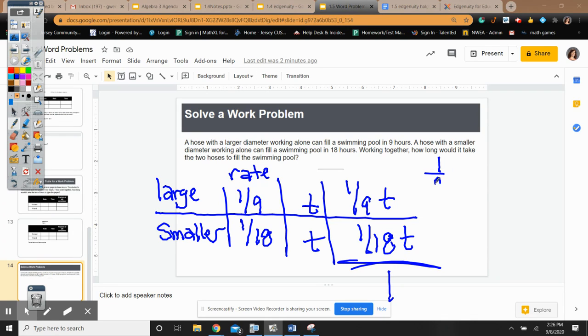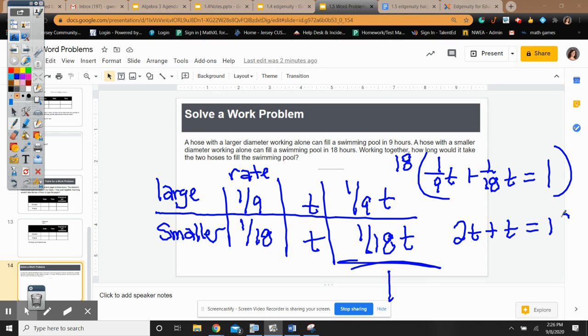So this would be 1/9 t plus 1 over 18 t. That equals one pool. Multiply through by 18. 18 divided by 9 is 2t. 18 divided by 18 is just 1t, and that is 18. 3t is 18. Divide by 3. And it will be 6 hours if they're both filling up the pool. So it should be quicker when they work together.